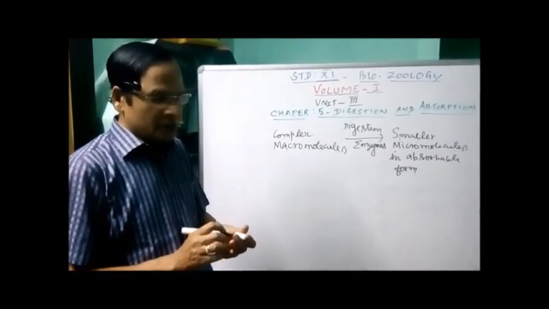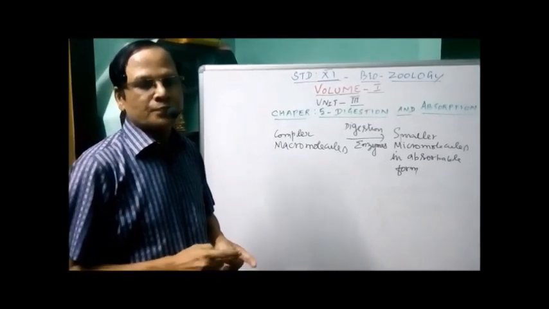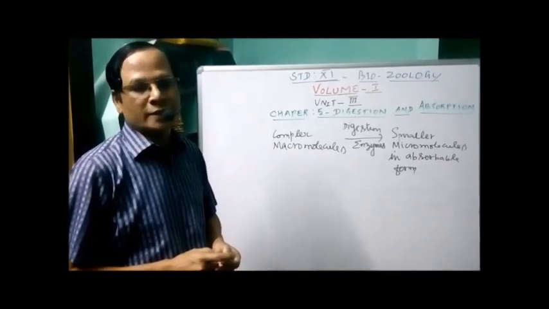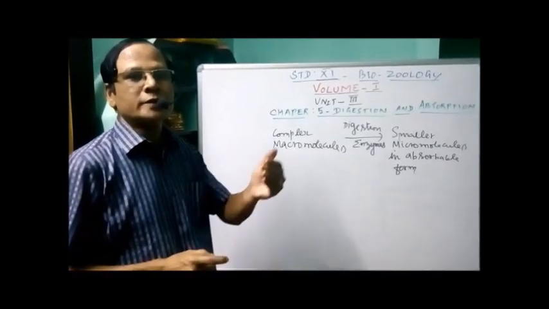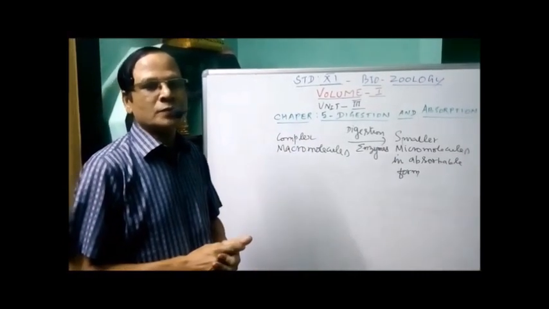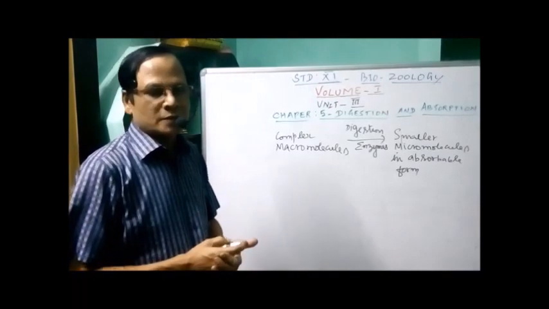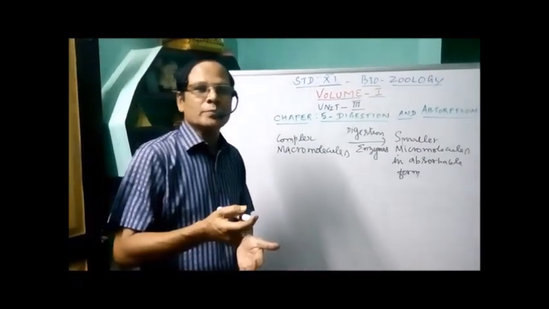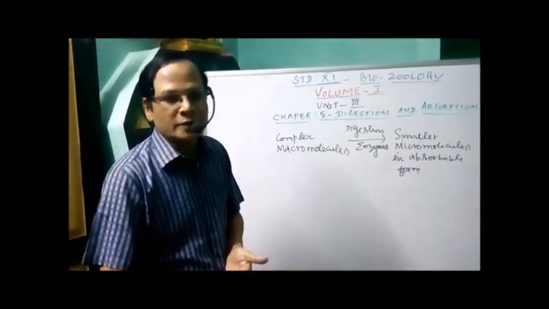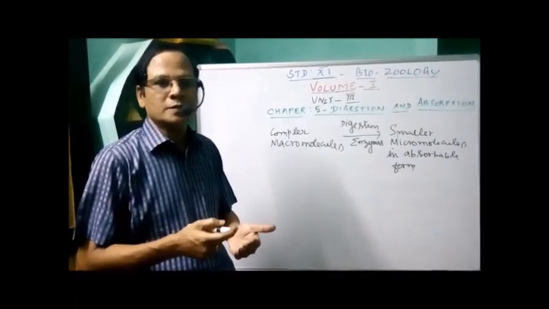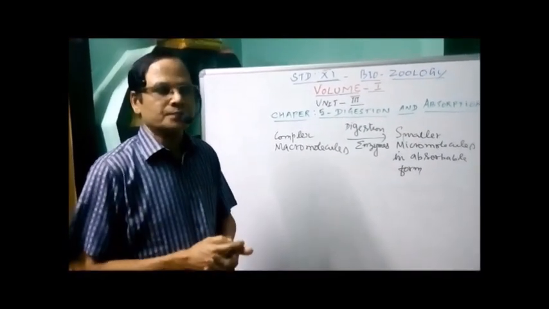If we are taking digestion, there are two types of digestion. Intracellular digestion and extracellular digestion. In intracellular digestion, digestion occurs within the cells, for example in amoeba, or in the case of sponges, within the cells.